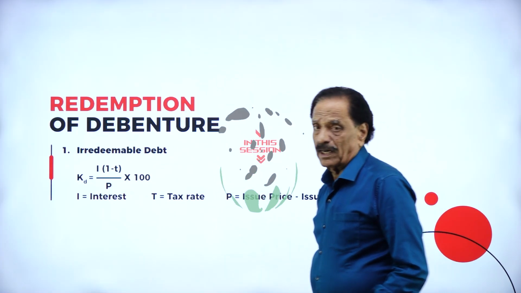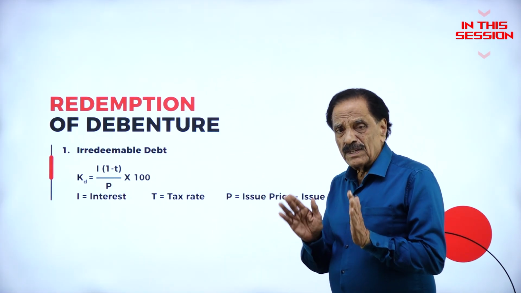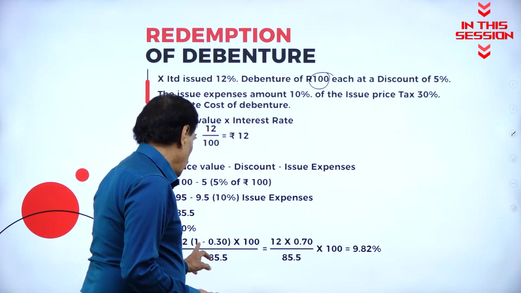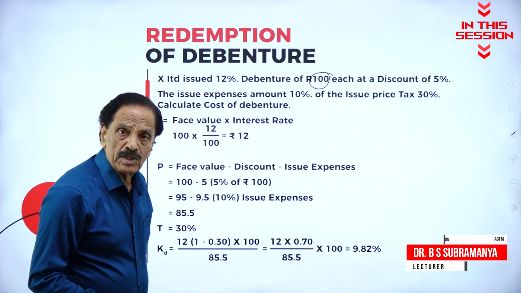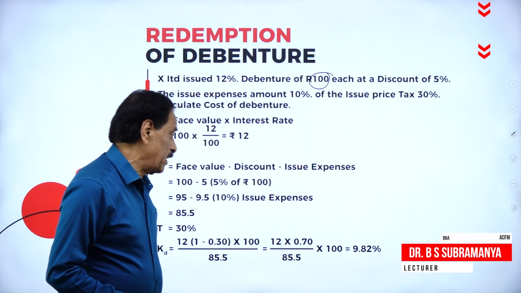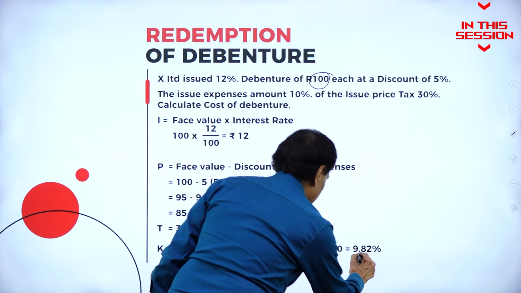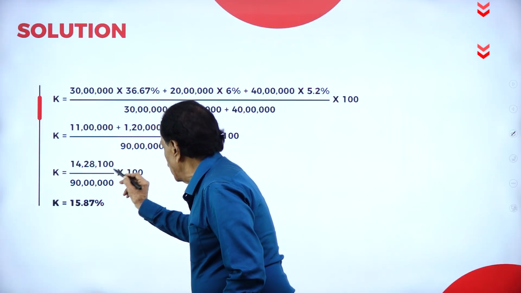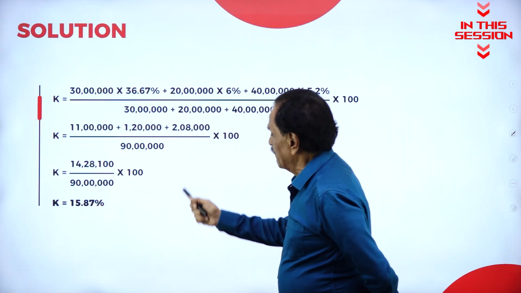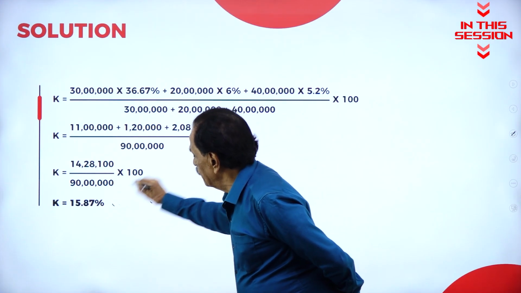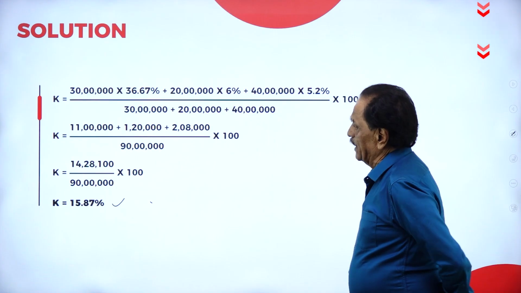Redemption of debenture. So there are two ways: redeemable debenture, irredeemable debenture. 1 minus 0.30 is 0.70 divided by 85.5 into 100. It works out 9.82 percentage. 14 lakh 28,100 divided by 90 lakh into 100. It works out 15.87 percentage.